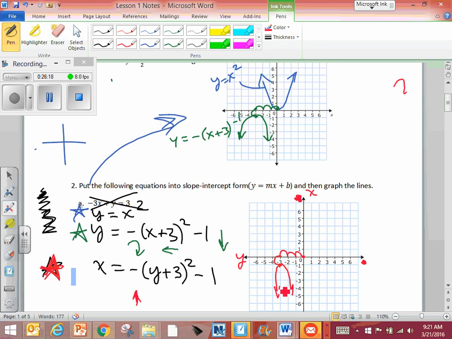I'm going to label it x equals negative parenthesis y, +3, -1. And I'm going to pause.